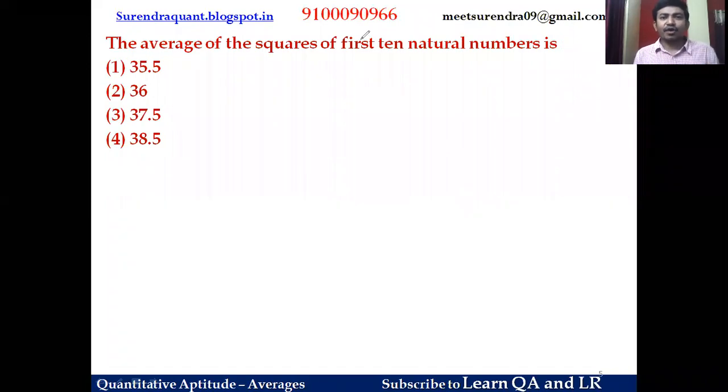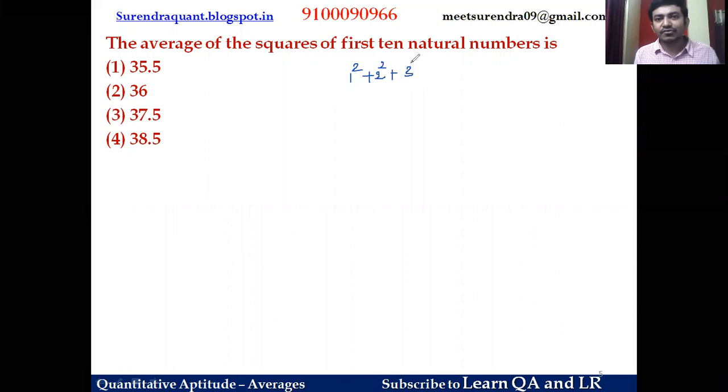The average of squares of the first 10 natural numbers is what? So that means you have the numbers 1 square, 2 square, 3 square, and so on, till 10 square, right? What is the average of all this?